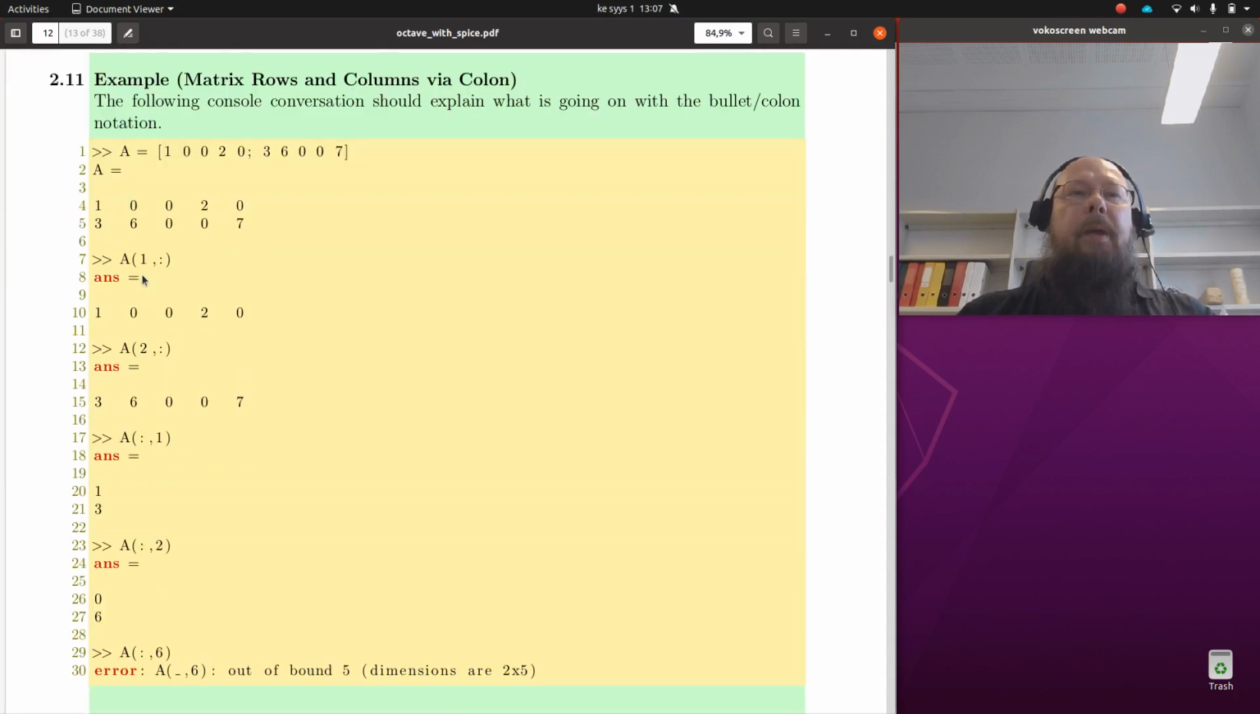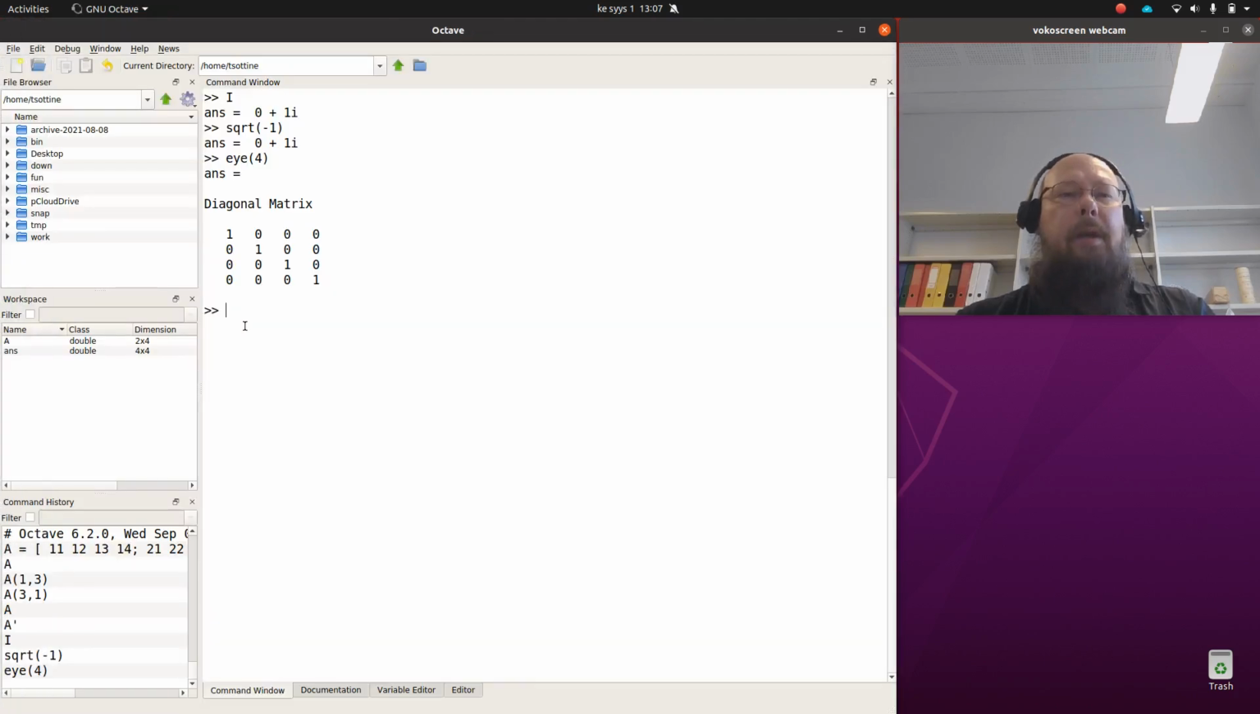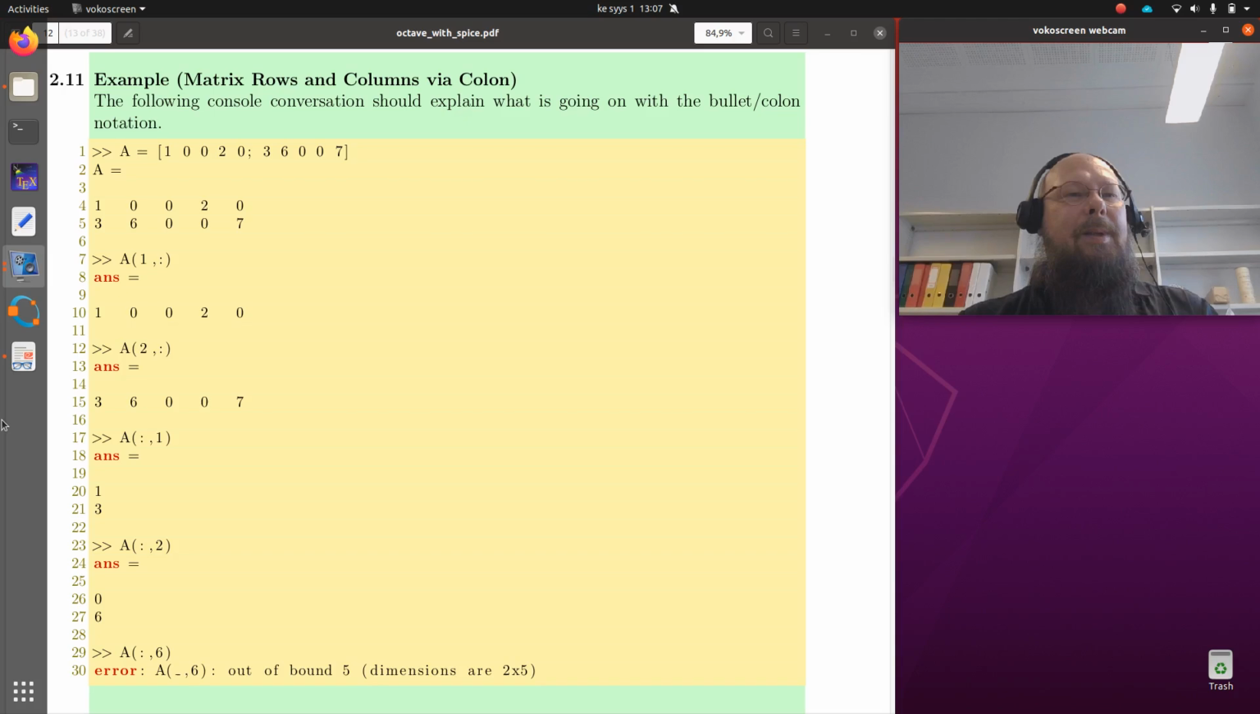Here we have example 2.11, matrix rows and columns via colon. Let's open Octave here. Apparently I had it open already, so let us start anew. Sometimes it's a good idea to turn it off and on again, as the IT Crowd said. So I exit GNU Octave and I start again.